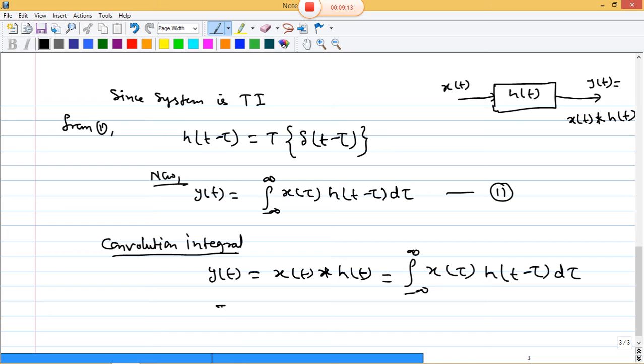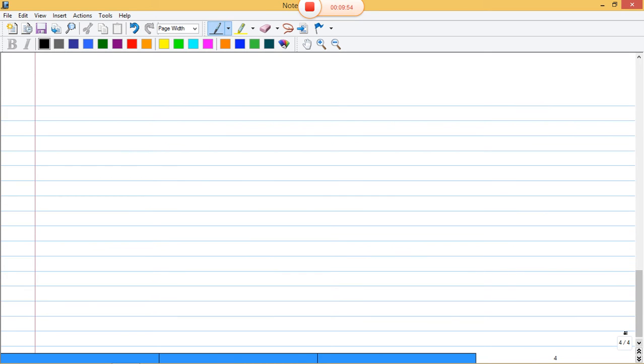This equation is commonly called the convolution integral. The output of any continuous LTI system is nothing but the convolution of the input with the impulse response of the system. So output of any system is nothing but the convolution of input and impulse response. Is that clear? Now in the next part we will learn about the properties of convolution integral.